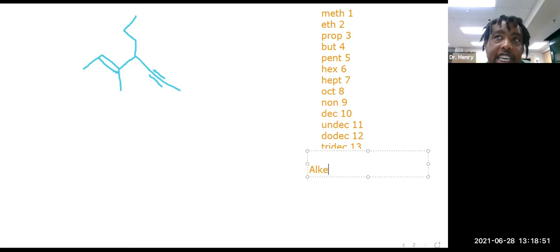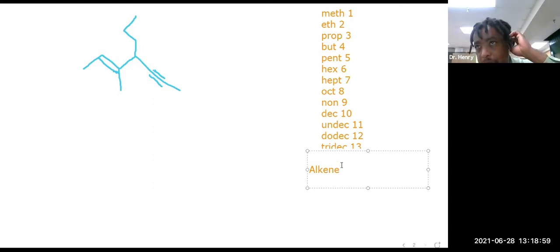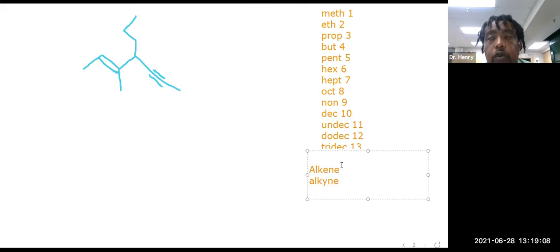So alkenes are going to have priority over alkynes. And the reason why is because alkenes are more common than alkynes. So the double bond is going to have priority over the triple bond. Now the triple bond is going to have priority over the single bond. So alkanes have the lowest priority right now.